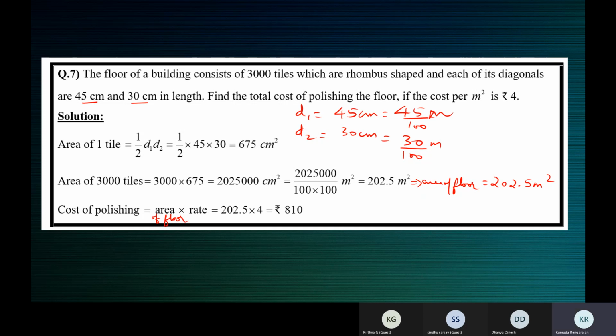D1 is 45 centimeters. To convert centimeter to meter, divide by 100. So 45 by 100 meters. Similarly, 30 by 100 meters. So now we have D1 and D2 in meters. So when you find the area using the formula half D1 D2, your area is already in meters square. So you don't have to convert again by dividing here like this. This step is not needed. You will directly get the answer as 202.5 meters square. Okay.